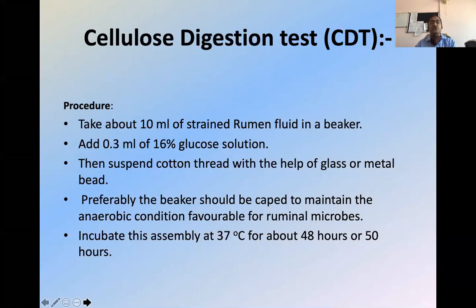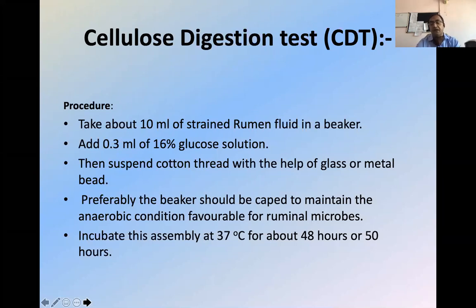Then we have to suspend a thread with the help of a glass or a metal bead. एक रस्सी से जो कि cellulose का होगा उसको बांध करके उसमें डाल देंगे in a beaker, and prefer the beaker to be capped, because if we do not maintain an anaerobic condition, then it is very difficult to keep the microbes healthy and alive. So we prefer the beakers capped to maintain the anaerobic condition for the favorable microbes, and then we incubate it at 37 degrees centigrade for 48 hours or 50 hours.